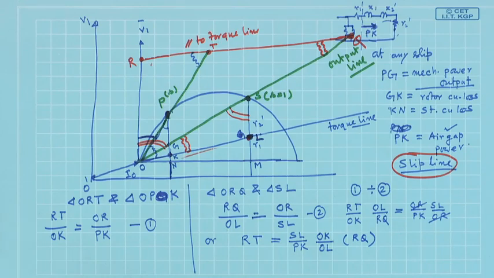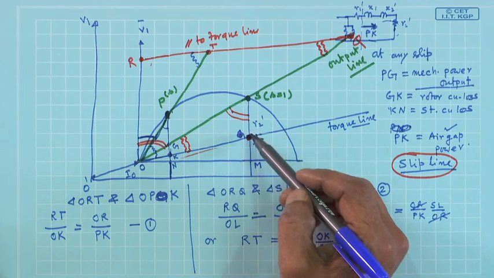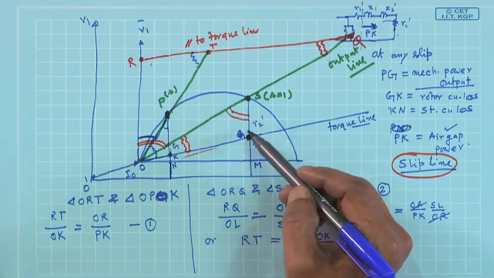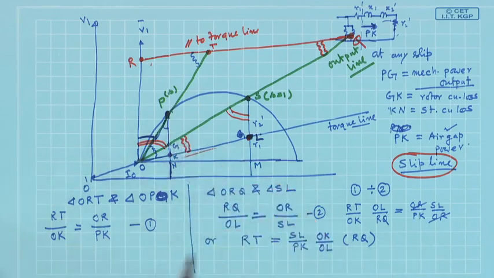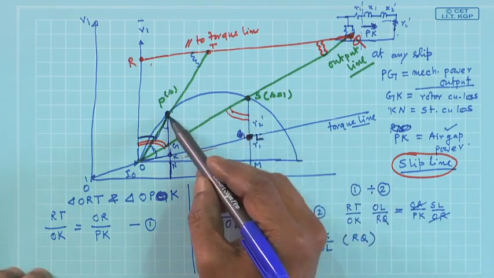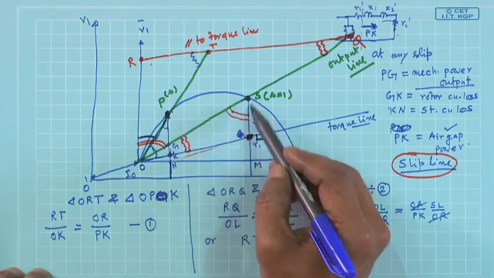Now, what is SL by PK? Is not? Is that clear? SL by PK is how much?